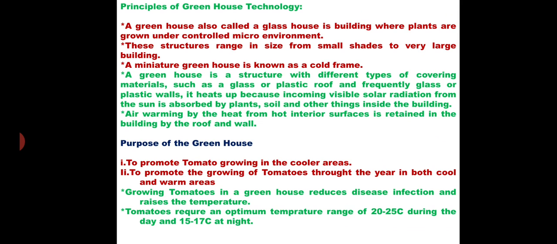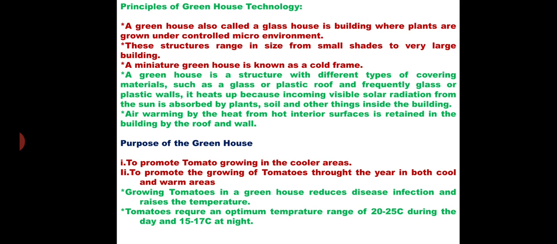Next, we discuss about principles of greenhouse technology. The first point, greenhouse, also called glass house, is a building where plants are grown under controlled microenvironment. These structures range in size from small sheds to very large buildings. Third point, a miniature greenhouse is known as cold frame.